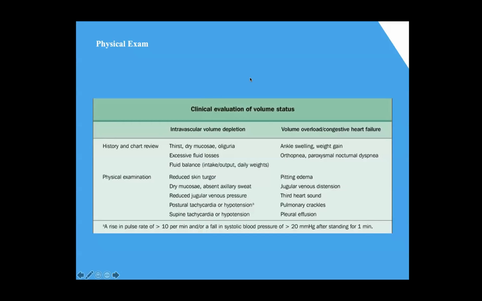So how do you evaluate patients for AKI? You look for their volume status. You have to look for intravascular volume depletion. You ask them if they're thirsty. Look at their mucosa, urine output, any cause for excessive fluid loss, fluid balance. And on physical exam, look at their skin turgor, look at their JVP, and the most important bedside test is doing orthostatics. See if there's more than a 10 increase in pulse rate or a fall in systolic blood pressure of more than 20 after standing for a minute. And then obviously you also have to assess for volume overload in patients with CHF, look for swelling, edema, JVD, crackles, third heart sound.